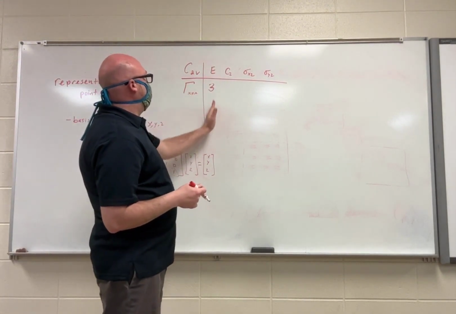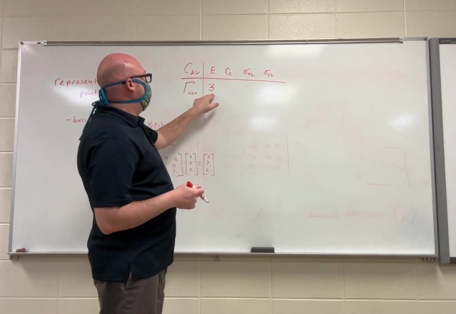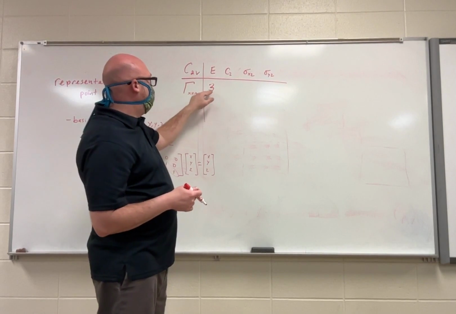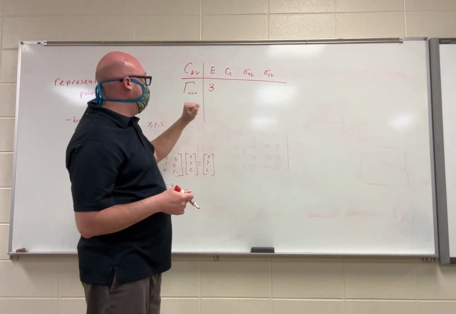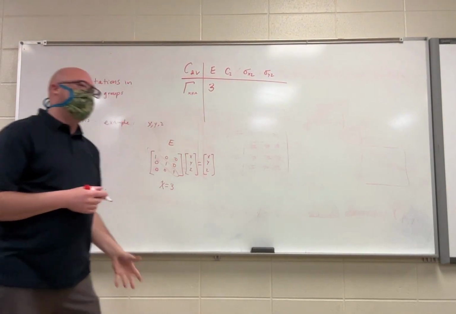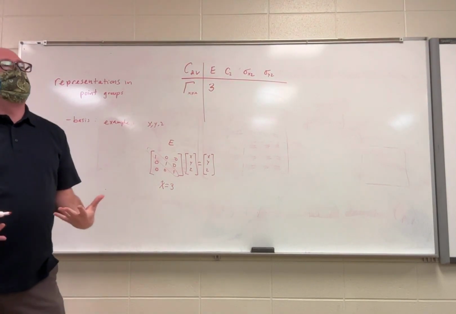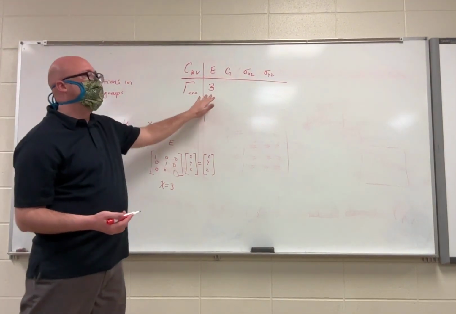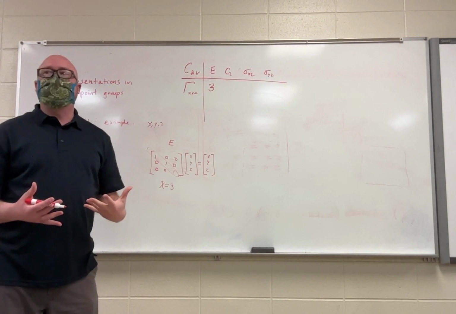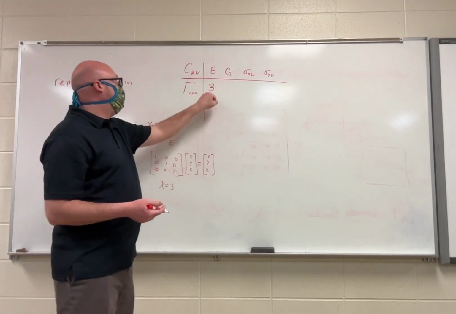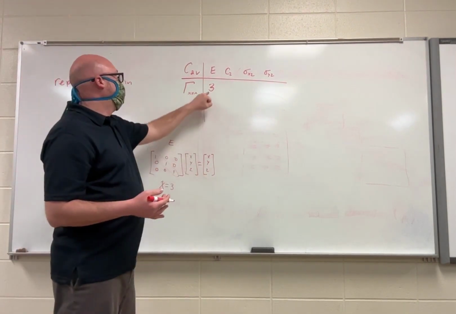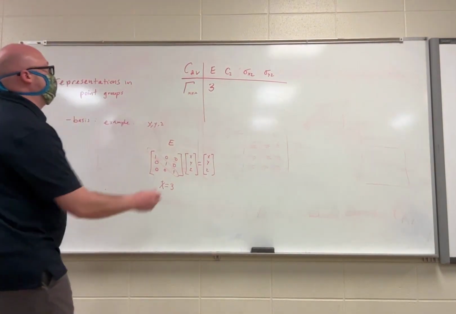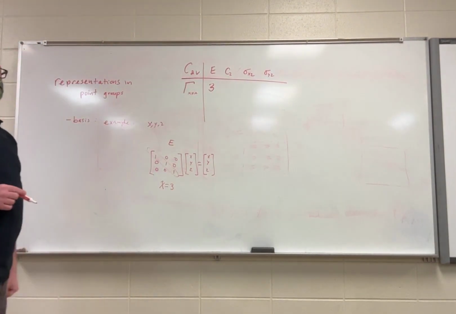So under the identity column, the number within that representation gives you the dimensionality of that representation. So this would be said to be a 3-dimensional representation. If the value here was 1, it would be 1-dimensional, and so on. Right? So this is the dimensionality of the representation.